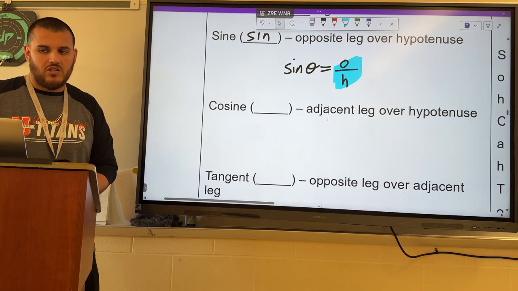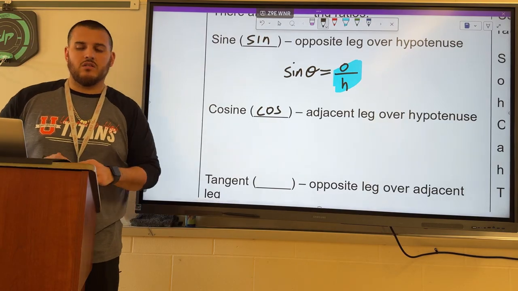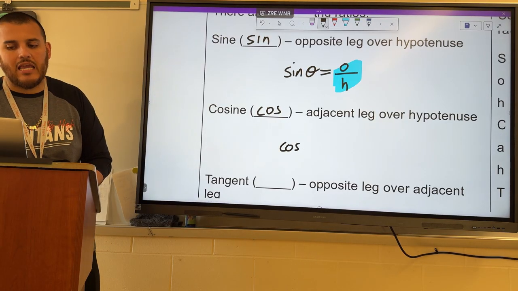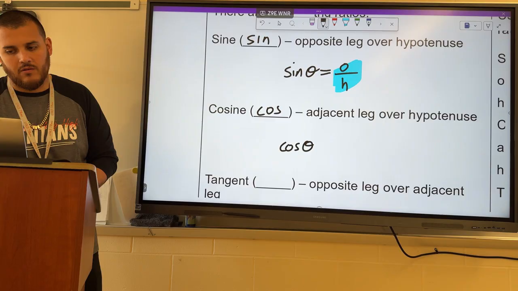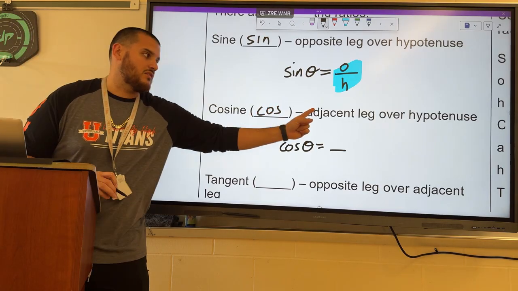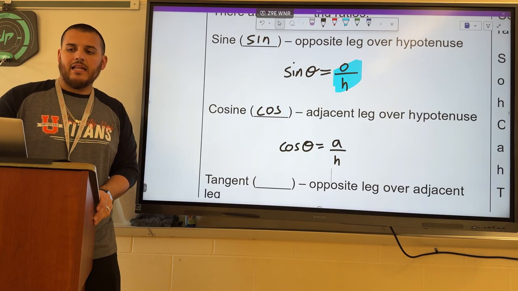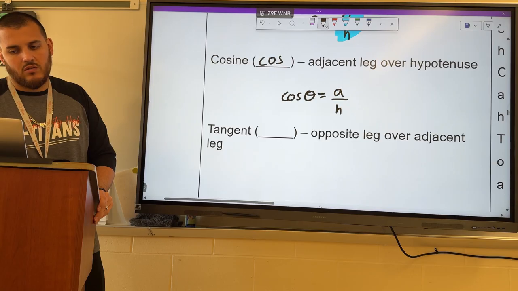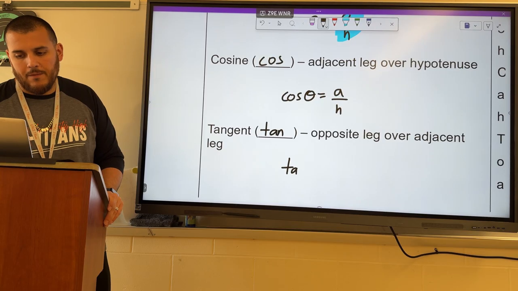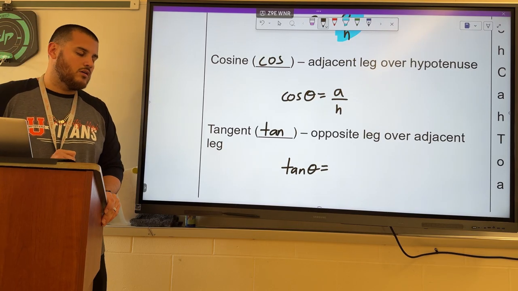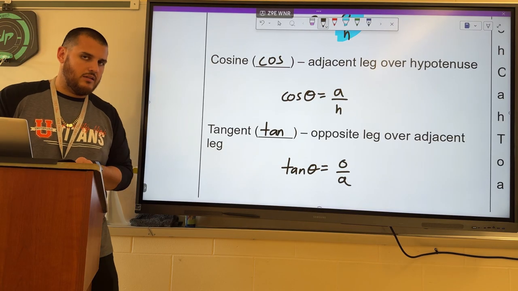The cosine ratio, which can be abbreviated COS, uses the adjacent leg in ratio to the hypotenuse. So cosine is just a name for the ratio. Just like my name is Mr. A, this is a name of a specific ratio, a fraction that uses the adjacent leg over the hypotenuse. So adjacent on top over hypotenuse on bottom. And lastly, we have the tangent ratio, which can be abbreviated TAN. And again, tangent is just a name, and the tangent of any given angle is just the ratio of the opposite leg over the adjacent leg.